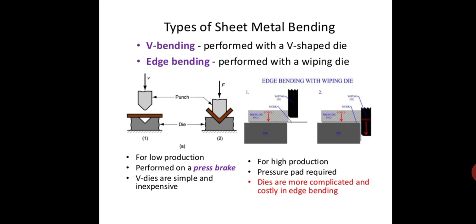For low production performed on the press brake, V dies are simple and inexpensive. And the next one is the edge bending, performed with a wiping die. For higher production, a pressure pad is required. Dies are more complicated and costly in edge bending. The diagram shows the edge bending operation using the wiping die.